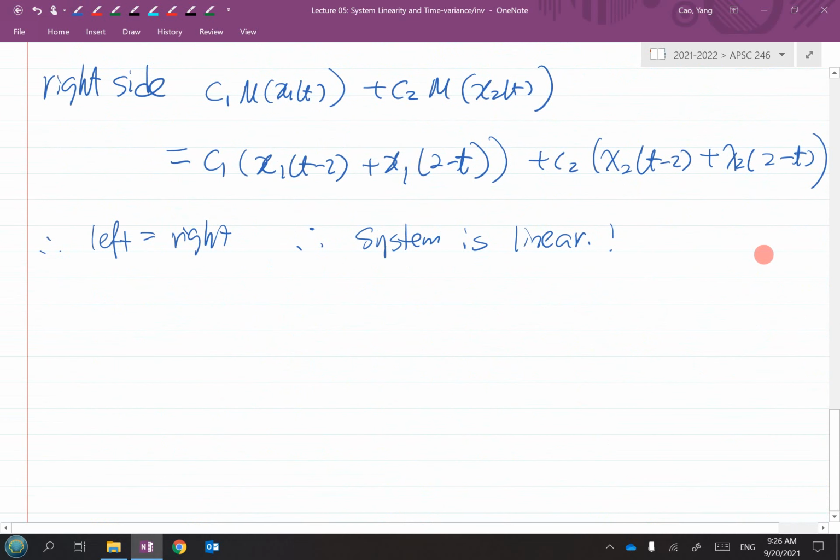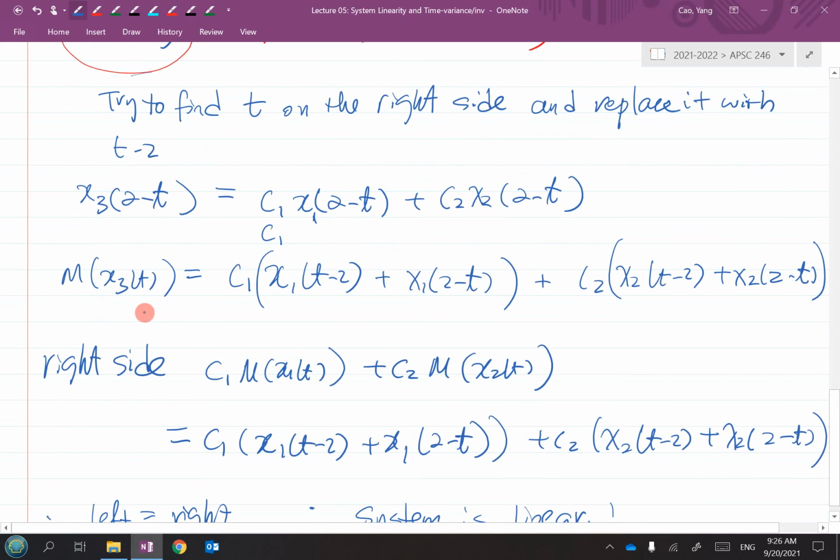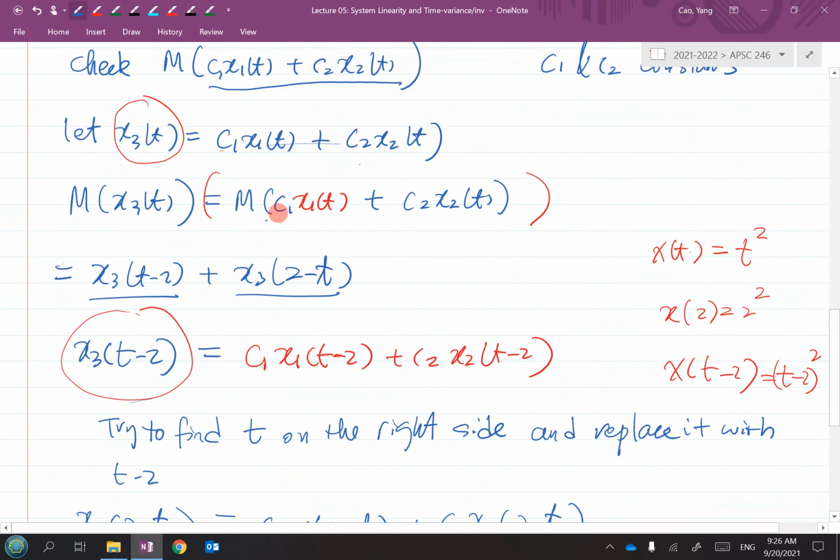There are certainly more examples, and I actually have more examples given in the lecture notes. So I highly encourage you to go over the examples. I may actually give you more examples or exercises later when we finish the system properties. So let me start the next topic because I don't want to fall too far behind. Any questions so far on this part? Yes? Oh, the left side is this one, m of c1 x1 plus c2 x2.